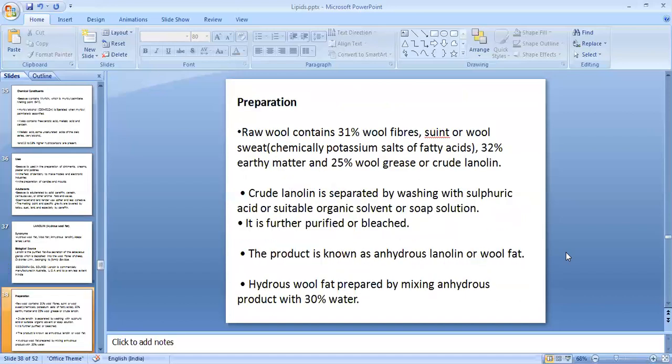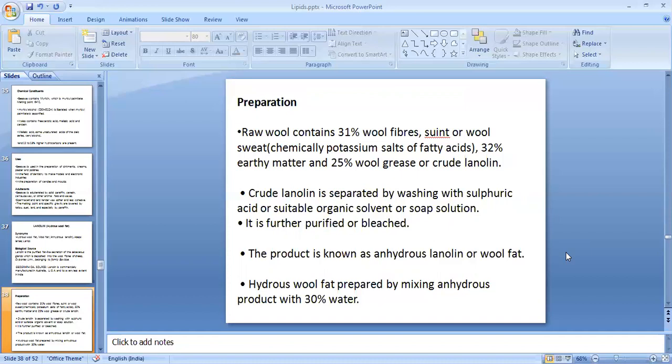So what is the preparation of this lanolin or hydrous wool fat? During the shearing time, the wool is cut from the sheep. This raw wool contains around 31% of wool fibers, and suint, otherwise called wool sweat, which is chemically a potassium salt of fatty acids. It also has around 32% of earthy matter and 25% of wool grease. This wool grease is otherwise called crude lanolin.